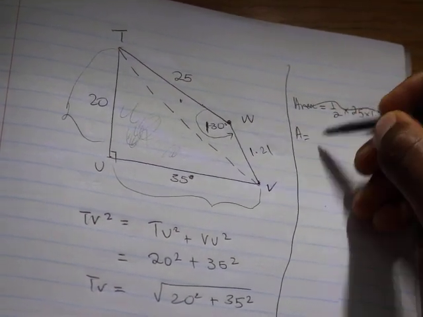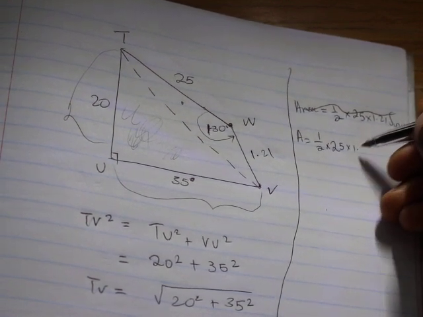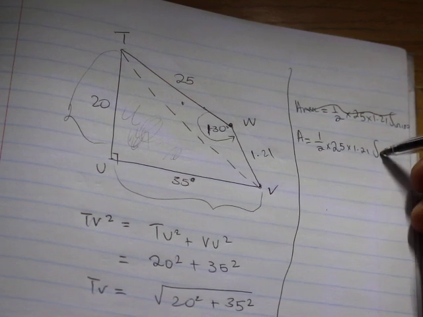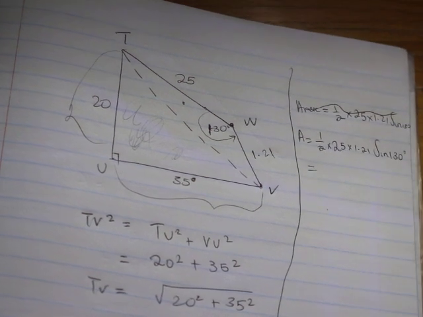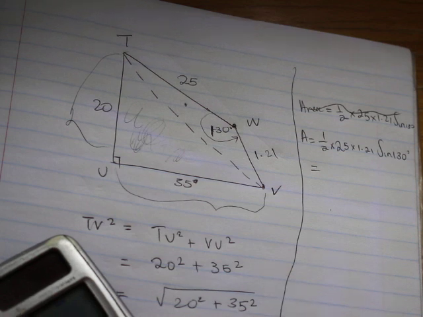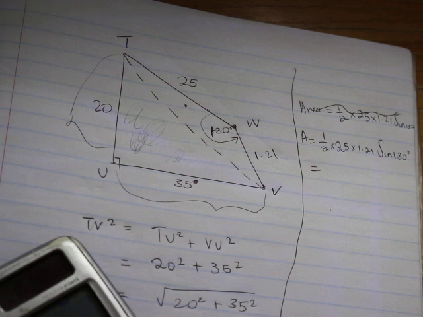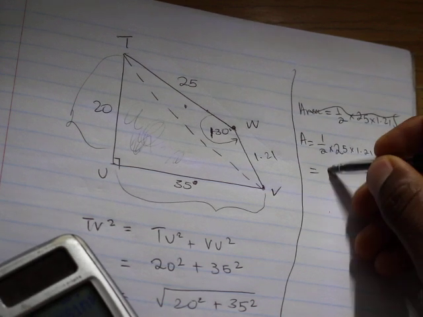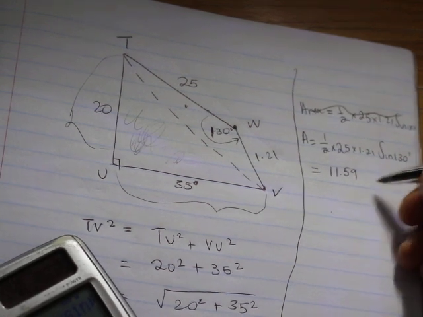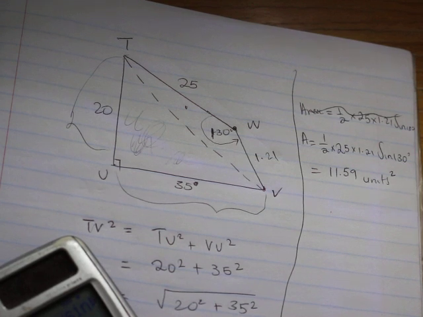Not enough space. 1/2 times 25 times 1.21, and then the sine of 130 degrees. So we just punch that into the calculator and we get the answer: 25 times 1.21 times the sine of 130, and that is just 11.59 units squared. So we've got the area of the triangle, which was like the most difficult to find.